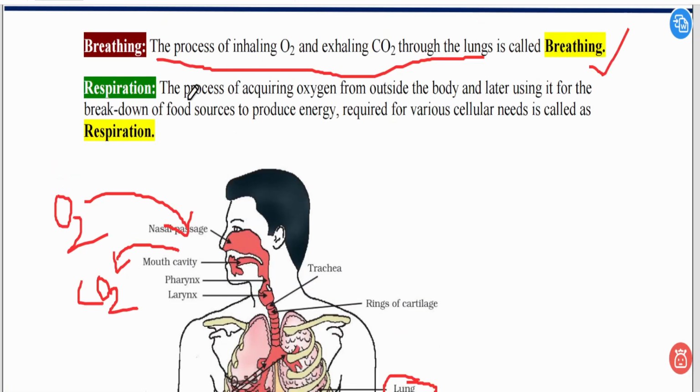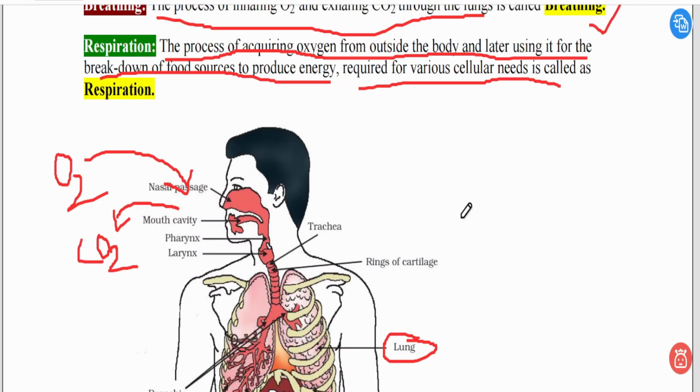And what about respiration? Respiration is somewhat a complex process in comparison to breathing, that is the process of acquiring oxygen from outside the body and later using it for the breakdown of food sources to produce energy required for various cellular needs. So when we take in oxygen from the external environment, we use this oxygen for the breakdown of food sources in order to produce energy.